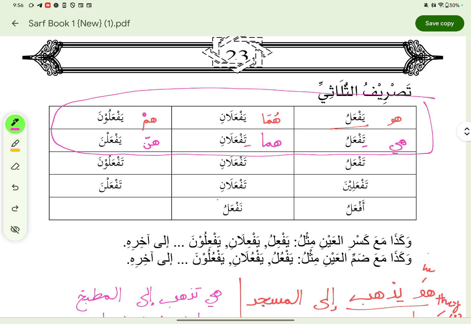هو يخطب. هما يخطبان. هم يخطبون. هي تخطب. هما تخطبان. هن يخطبن. نعم. الحمد لله. I thought it was too easy, man. هن يخطبن. نعم.